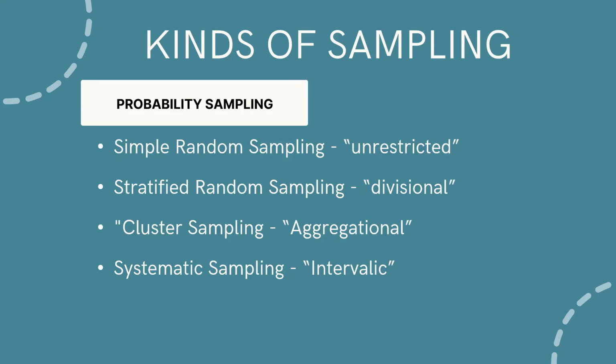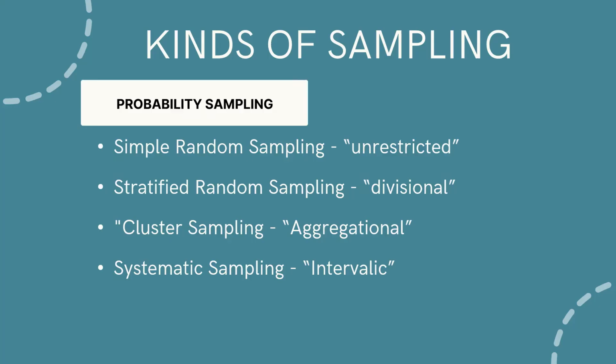Next is cluster sampling. In cluster sampling, this is commonly known as aggregational, in which the population is again divided into clusters, and then a random selection of clusters is chosen, and all individuals within the selected clusters are sampled. Unlike stratified, in which each stratum has an equal chance of being represented in a given research, in cluster sampling we choose certain clusters, and we survey the entire members of them.